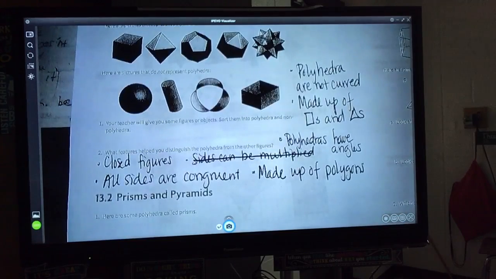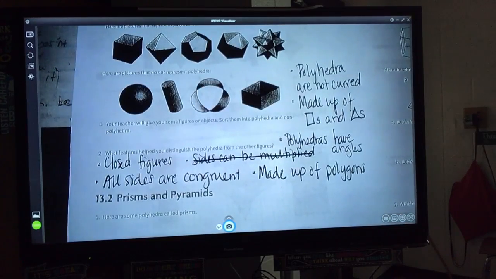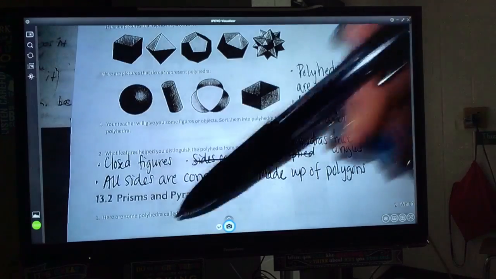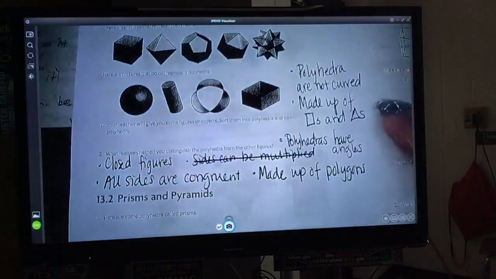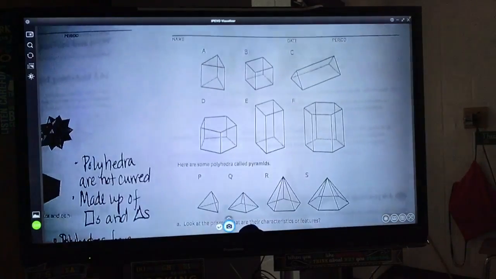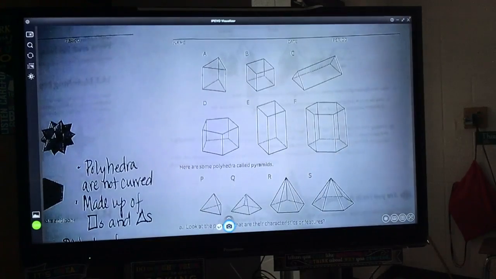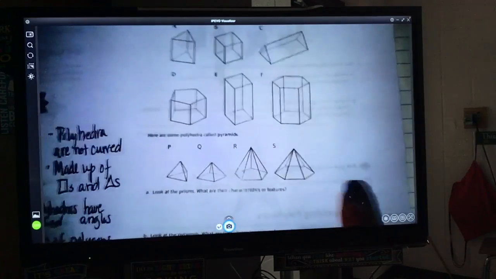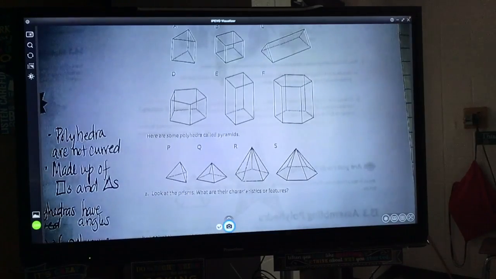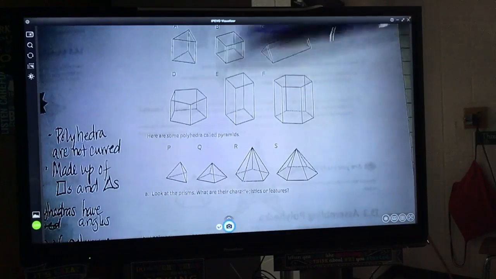Alright, so just for you guys to understand, there are no open spaces in a polyhedra. They're all closed. There's no curved sides, and they're made up of polygons. Okay? It says here are polyhedras called prisms. So slide over to A through F. These are all prisms right here, and these four right here are pyramids. So let's talk about, what do you notice about the sides of these prisms up here?